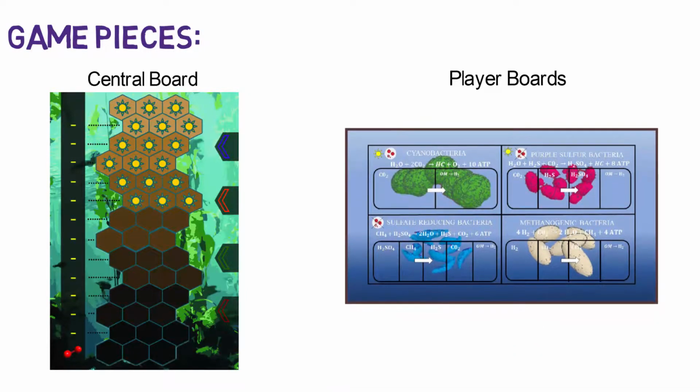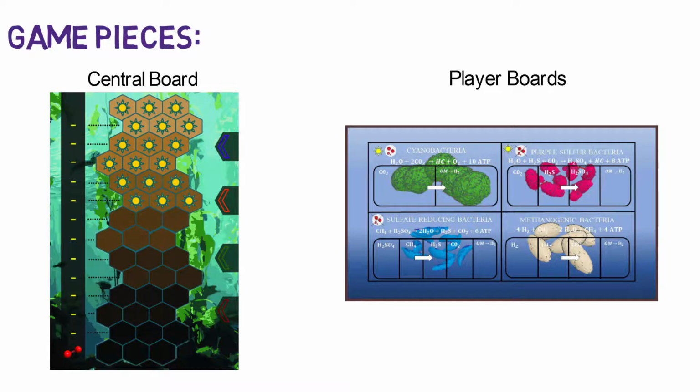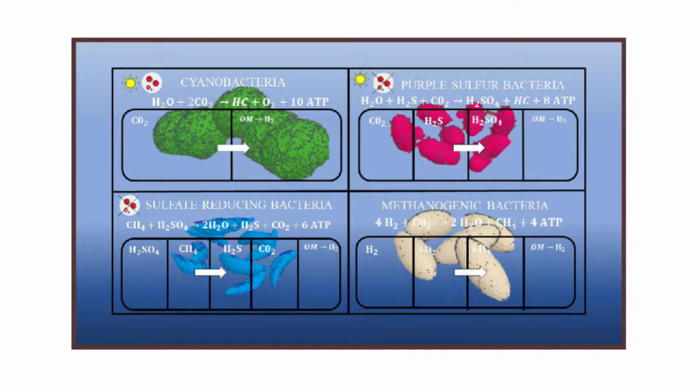Player boards are given to each player. They provide information on the survivability of each bacterial species and their metabolic pathways. Players use these boards to keep track of the resources and organelles they collect for their bacteria.